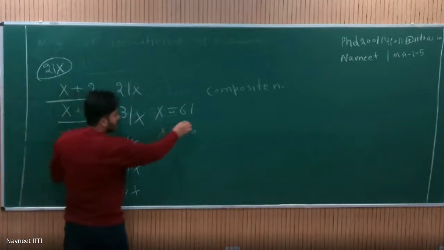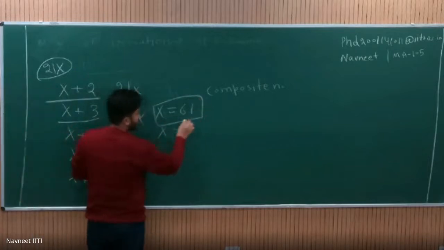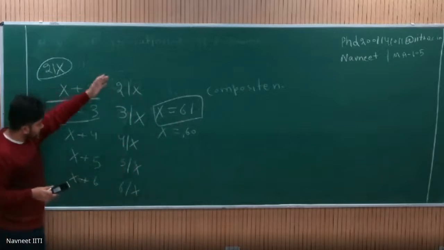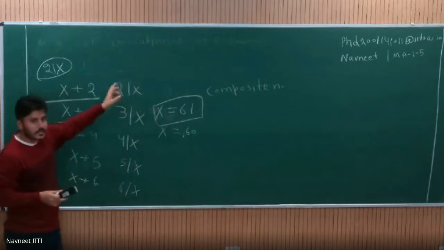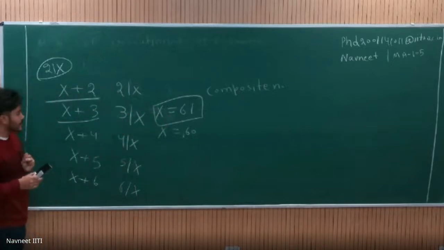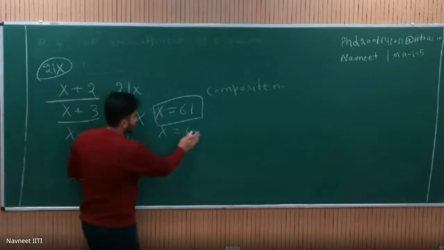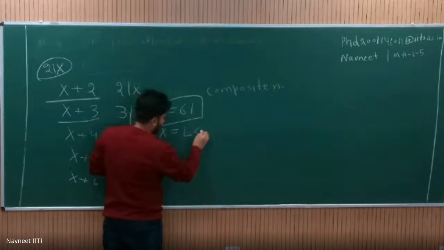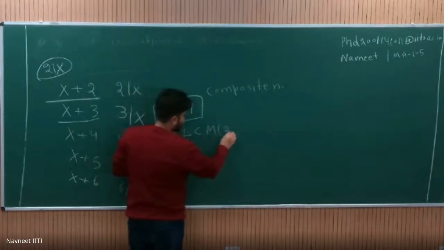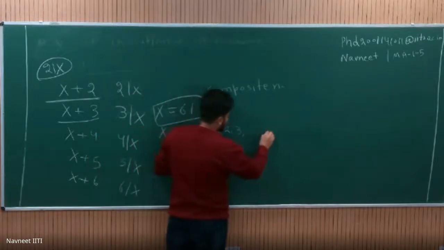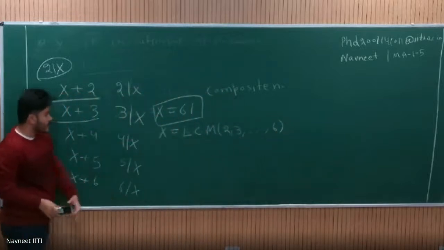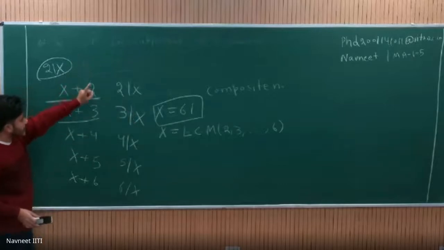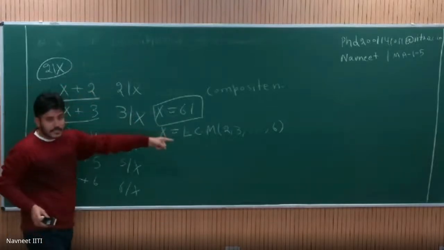6 factorial is a very easy number and comes to our mind very easily. Any multiple of this number is definitely divisible by 2, 3, 4, 5, and 6. And 60 is also such a number. Also, you can take x to be equal to the LCM of 2, 3 up to 6. If you take the LCM of these numbers, then you can see that all the numbers divide this number x.